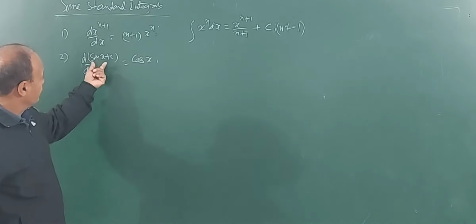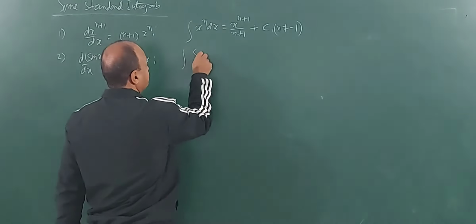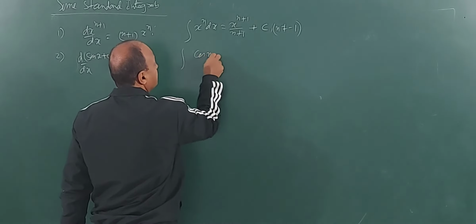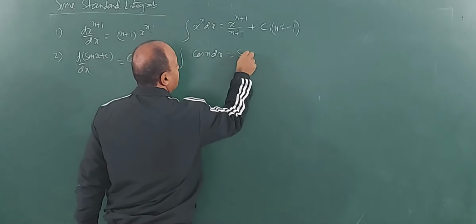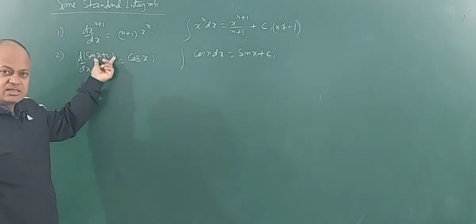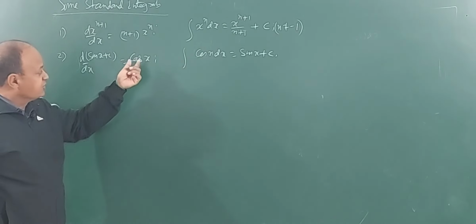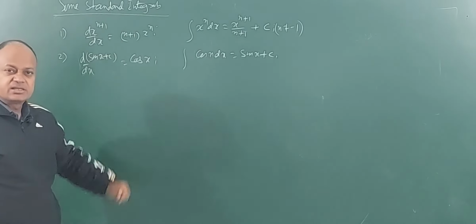So, its antiderivative will be integration of cos x will be sin x plus c. Derivative of sin x plus c is cos x, integration is the opposite process, so integration of cos x will be sin x plus c.